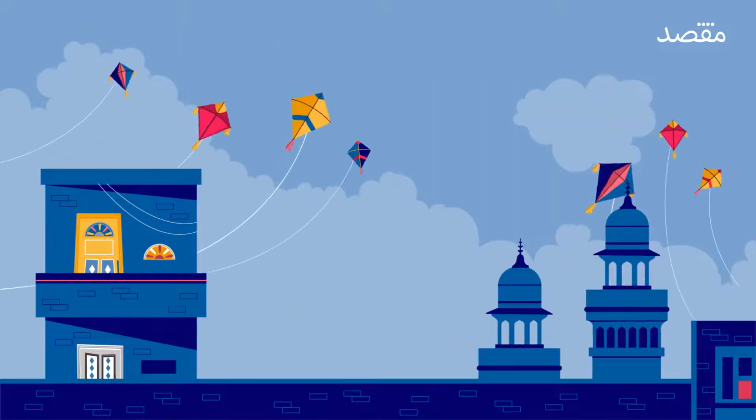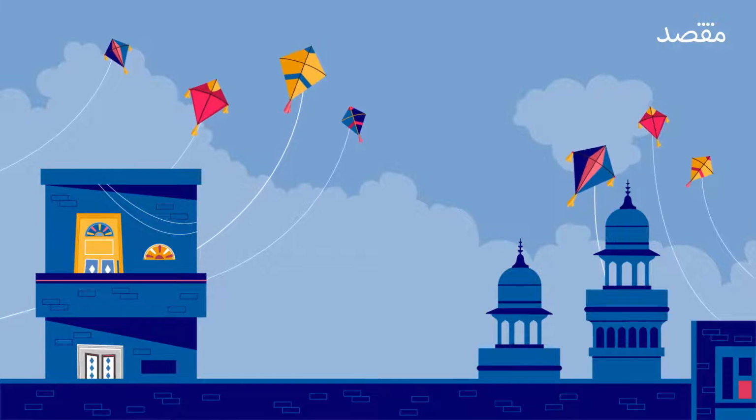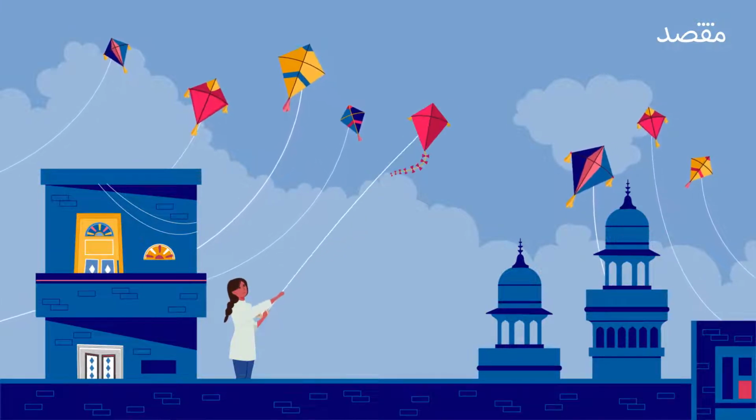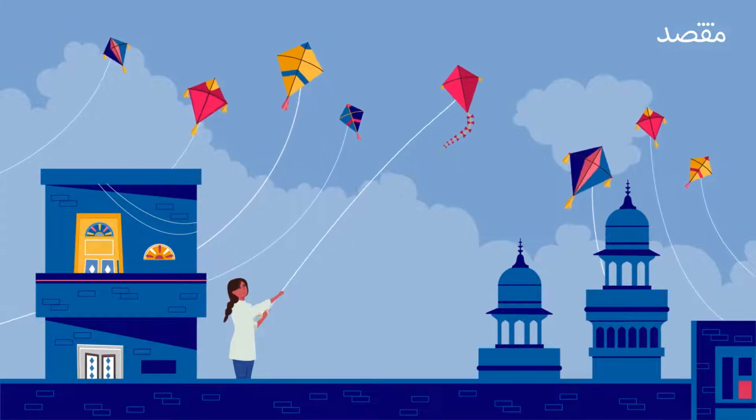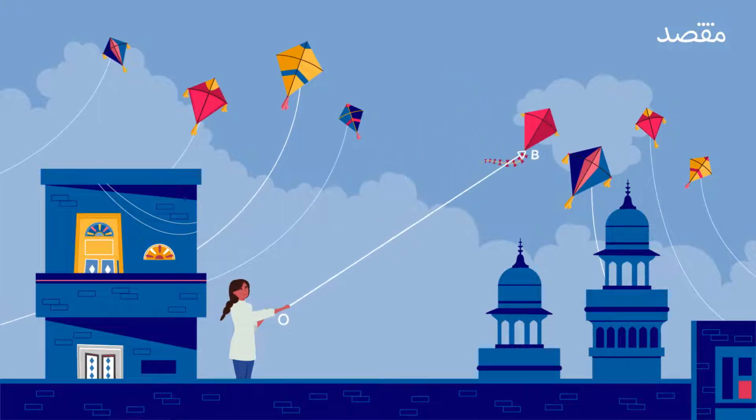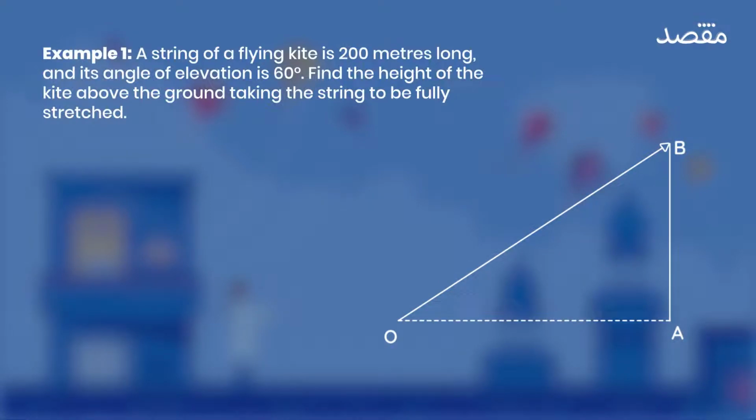हमारे पास animations की option तो है लेकिन it's just as easy to draw the diagram, right? So draw it. अगर हम observer की position को O label करें और kite को B और kite से downward perpendicular point को A, तो we get a right angle triangle AOB. Now we can label the information that we've been given.